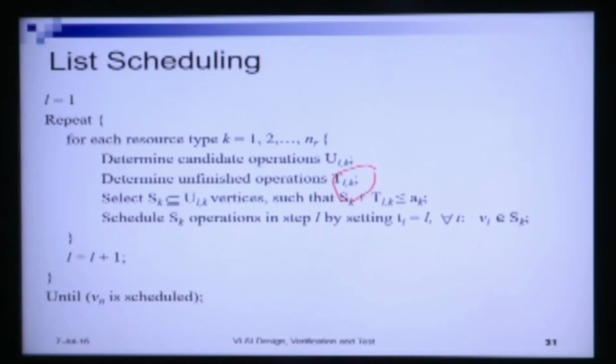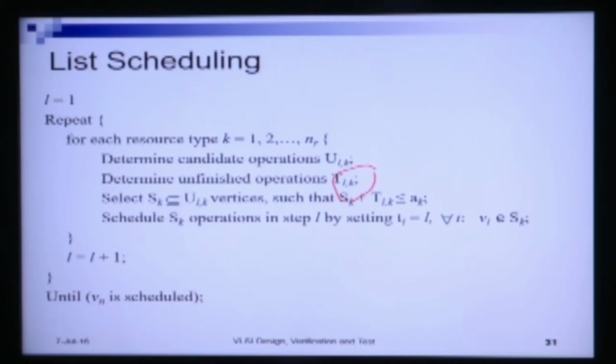that is, Sk. So, schedule Sk operations in time step L by setting Ti equals to L for every operation I such that Vi belongs to Sk and Sk is less than or equal to Ak. How has Sk been obtained? Through a priority function that we will look at. There could be various priority functions, and based on the types of priority functions, the complexity and the types of list scheduling algorithms vary.